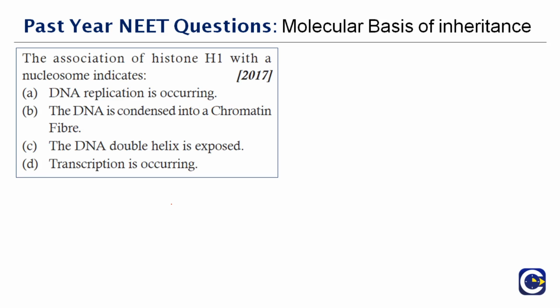Next question. And if you see continuously here, you are asked about 4 questions from this chapter, Molecular Basis of Inheritance, continuously in the year 2017. So when it comes to NEET, it is good that you concentrate on this lesson, because you might expect 2 to 3 or sometimes 3 to 4 questions from this chapter. So look at this question here. The association of histone H1 with a nucleosome indicates Dash. So you have 4 options here.